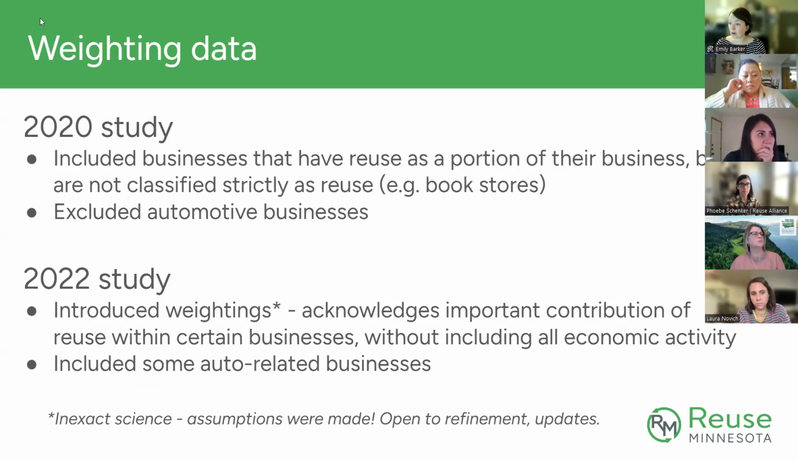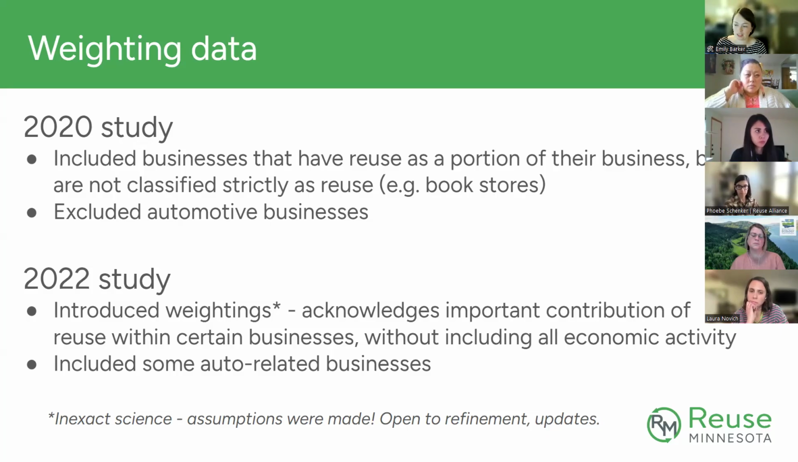The other thing I wanted to talk about that we did was we did some weighting. So when we took the data and looked at those different categories, we recognized that there are businesses where a portion of what they do is reuse, like a bookstore, but not everyone is dedicated completely to reuse, or like bridal stores where they are doing some rental, but the vast majority is probably new. And so we created these weightings. They were based on a number of assumptions.